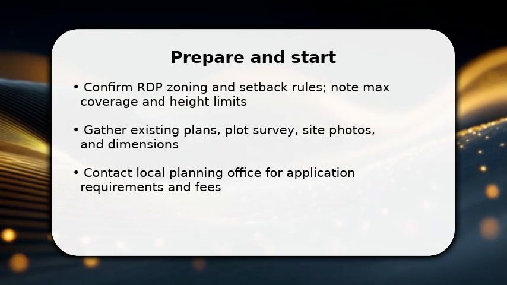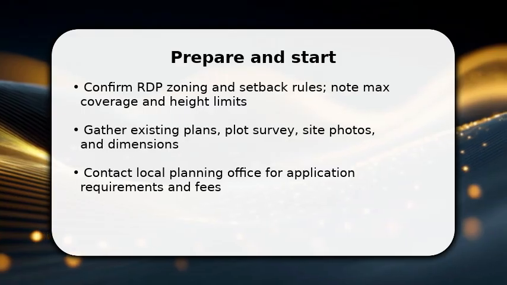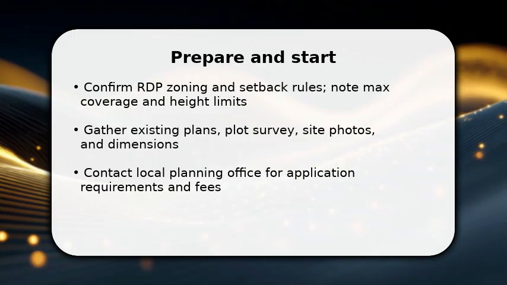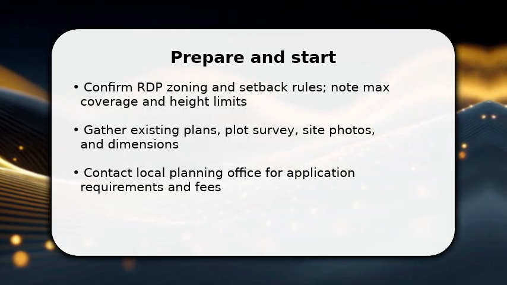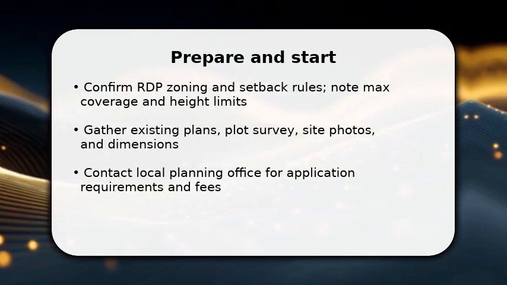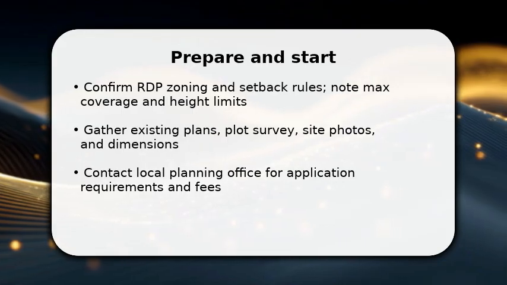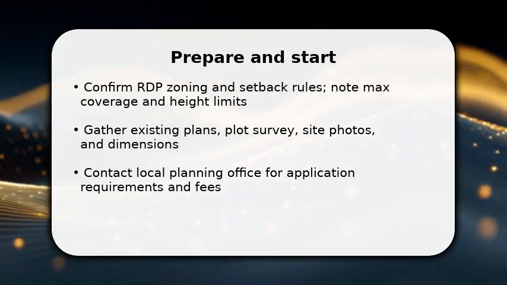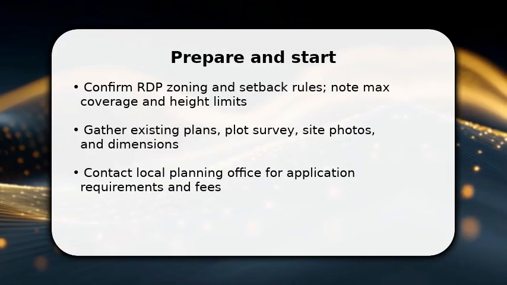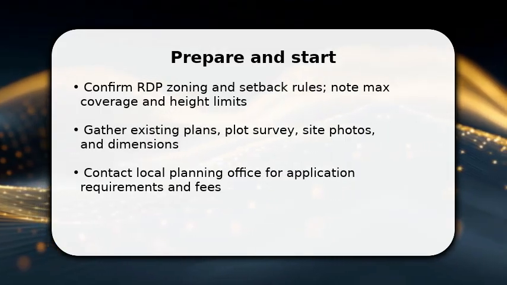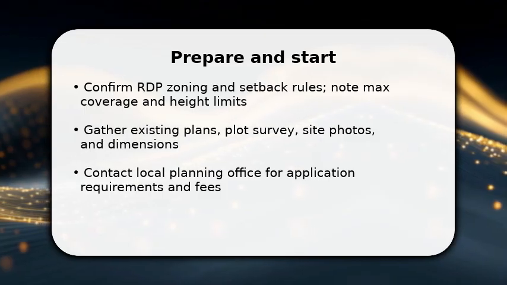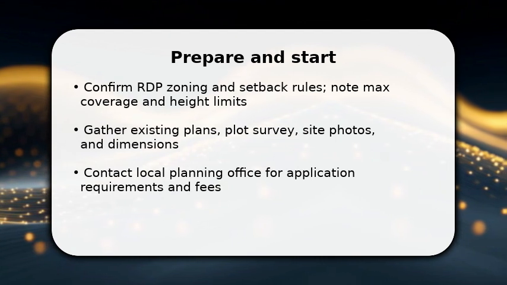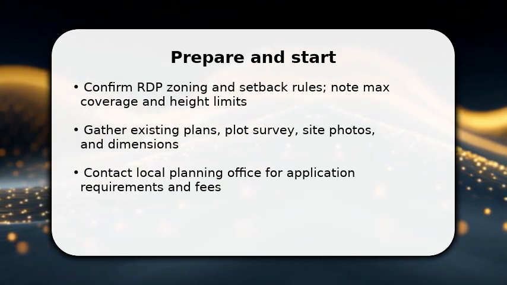You begin by confirming zoning constraints for RDP extensions and why that matters. Setbacks, coverage, and height limit how much you can add. Once you have the existing plans, a recent survey, and clear site photos, you can sketch a rough footprint. Call the planning office early to learn required forms, submission fees, and any neighborhood notifications. This prevents wasted design effort. As you do this, mark any utilities or easements on your sketch so you avoid legal or construction delays.